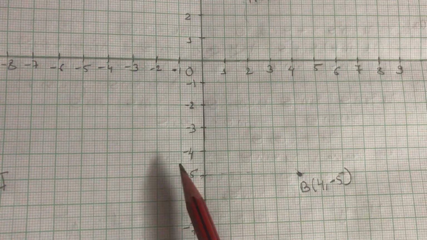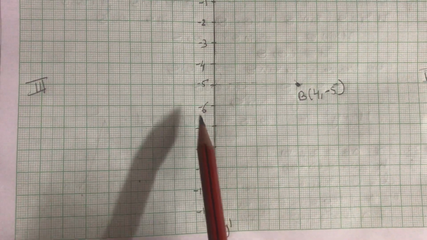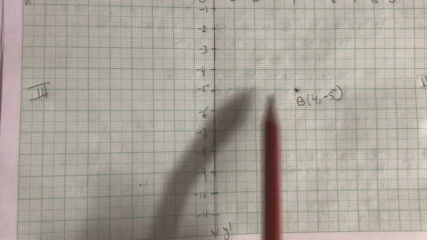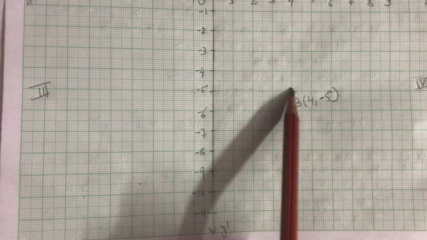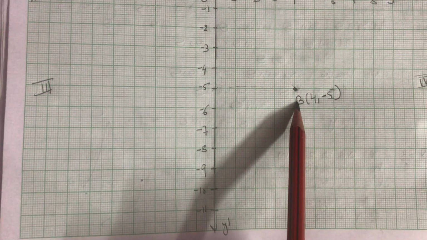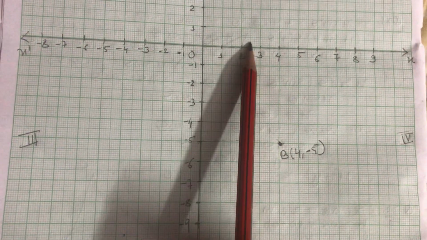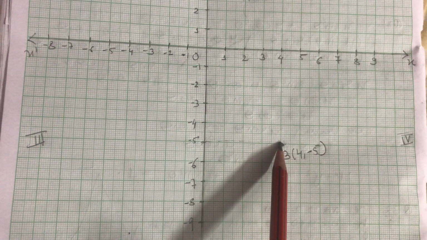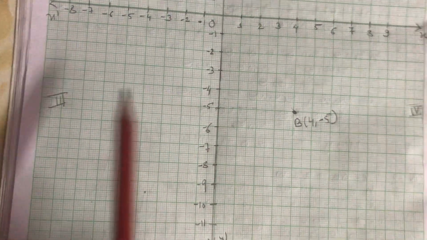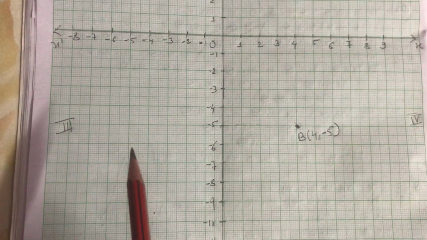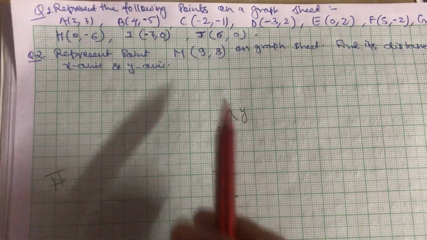And what about from the y-axis? This is my y-axis. If I have to go from my y-axis to point B, how many blocks do I have to cover? 1 block, 2 block, 3 block, and 4 block. So the distance of point B from the y-axis is 4 units, and the distance of the same point from the x-axis is 5 units. I hope this concept is clear, because normally we frame questions from this particular topic to find the distance of the point.